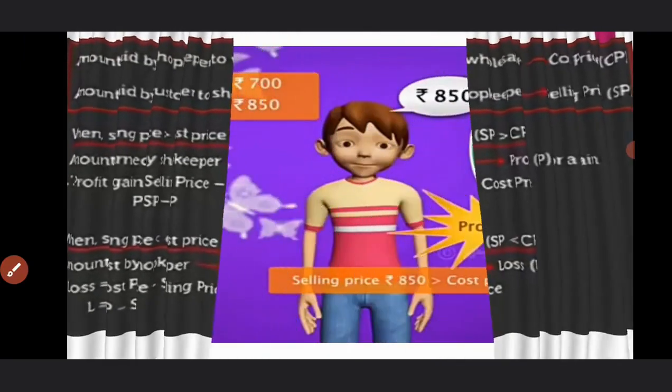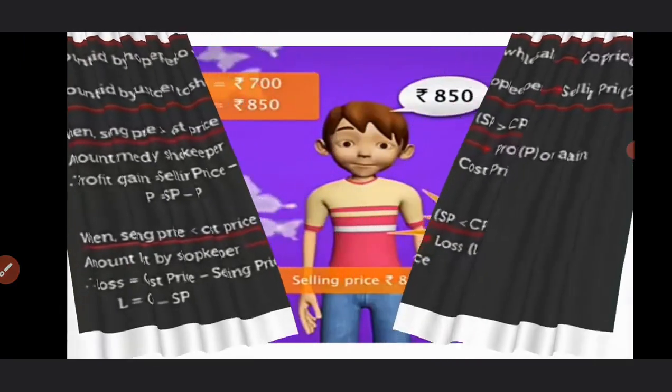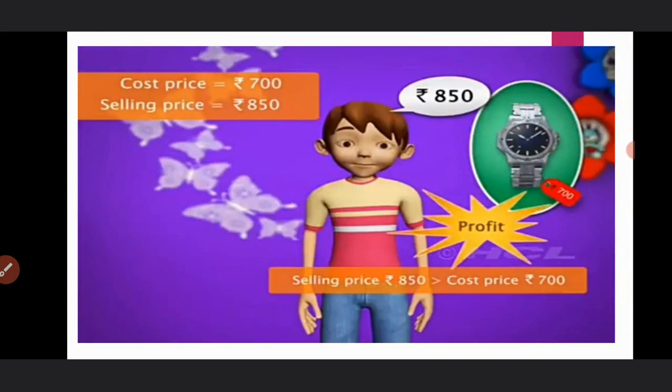Now, let us consider that Sam has paid rupees 700 to buy the watch. That means the cost price of the watch is 700. Now he is selling the watch back to the shop at rupees 850.